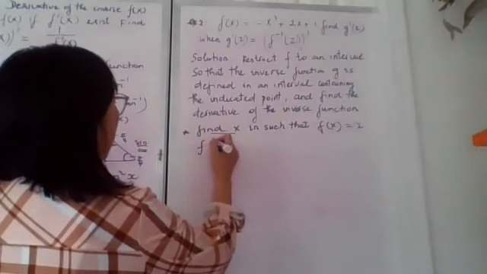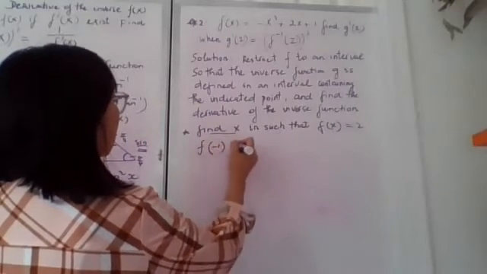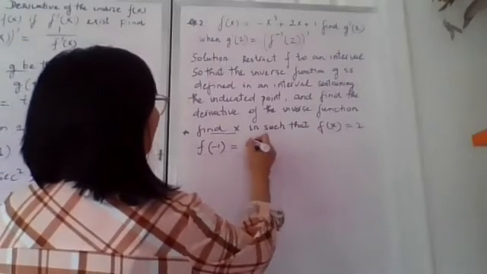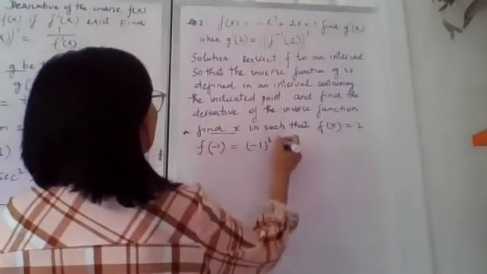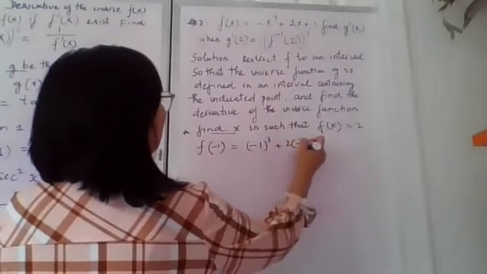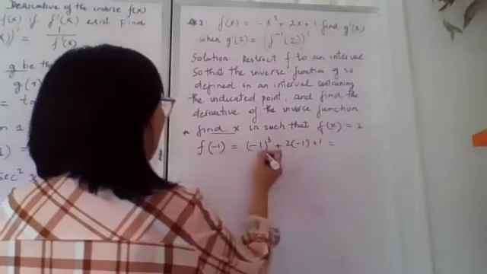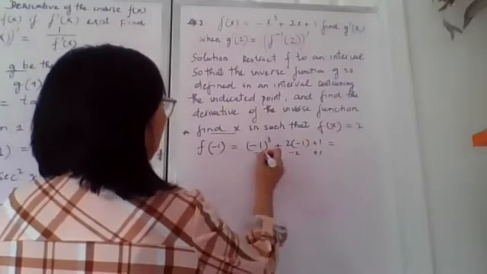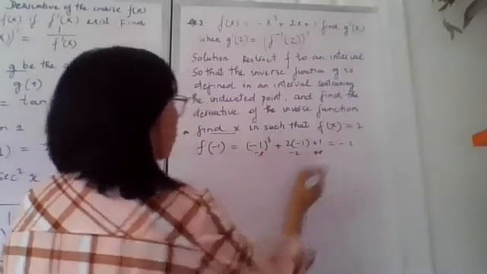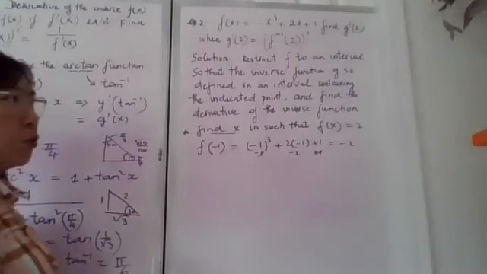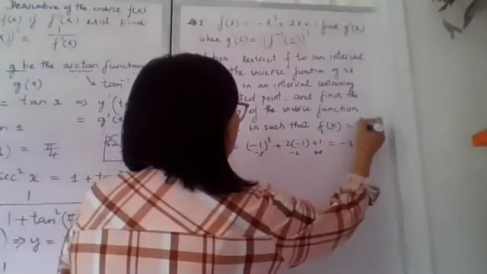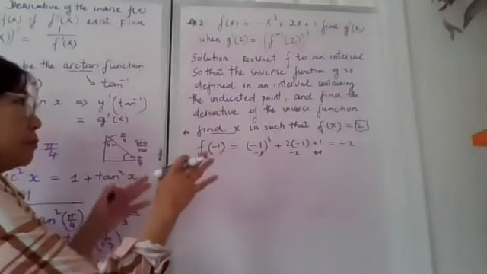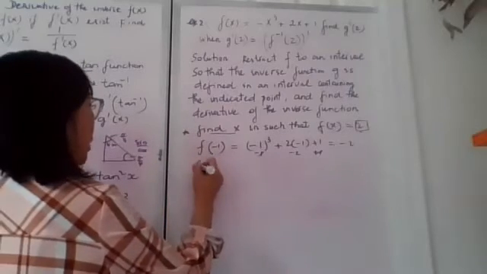So let's say if we have x is minus 1. Let's say minus 1 to the power 3, we plug in the function, right? Plus 2 times minus 1 plus 1. So this becomes minus 1, minus 2, plus 1. So we get minus 2, which is not acceptable because we want f of x equal 2. This is our indicated point restriction.